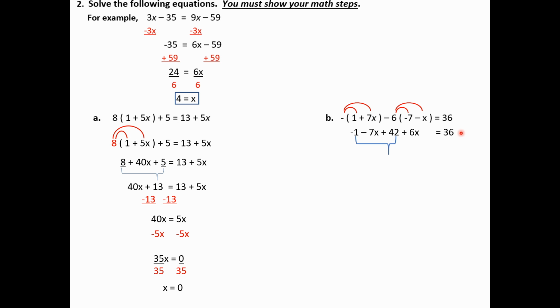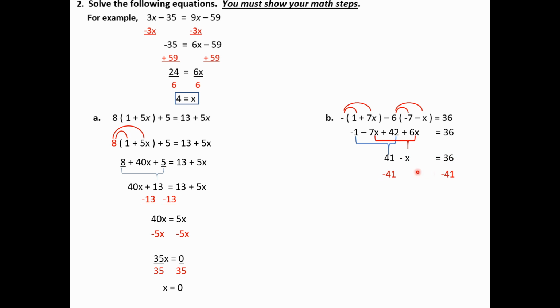Again, I'm looking for where I can combine like terms next. So my constants are negative 1 and positive 42. My variables are negative 7x and positive 6x. So the blue combines to make a total of 41. 42 take away 1 is 41. And then if I have negative 7x and plus 6x, I get negative x, still equal to 36.